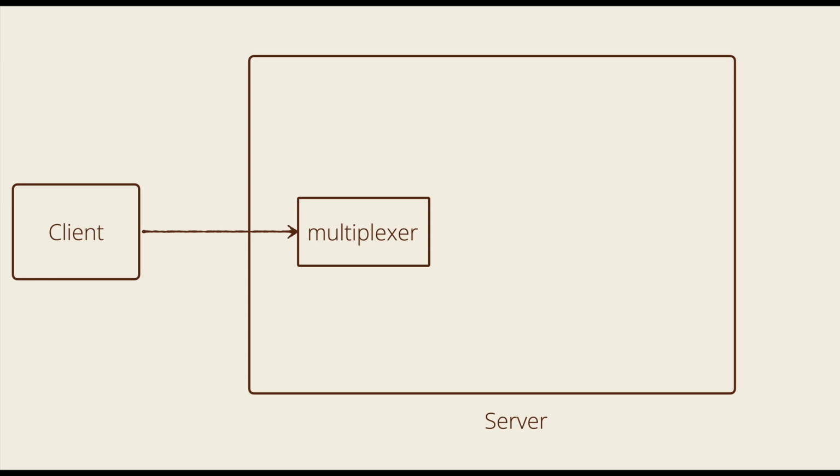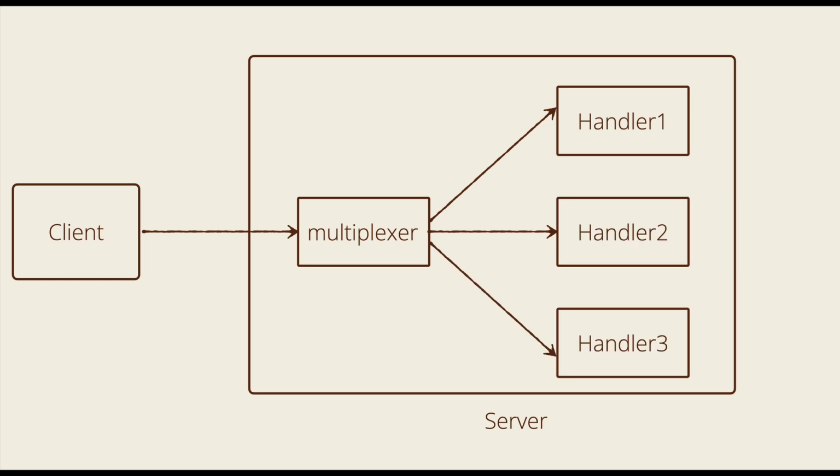A multiplexer is a special piece of code that looks at the request, the method, and other data to send it to the correct handlers. So it looks at the request, looks at all the metadata around the request, and then decides which handler to send this data to.